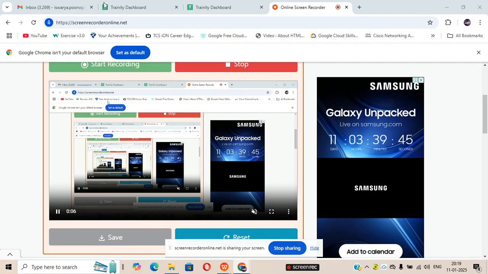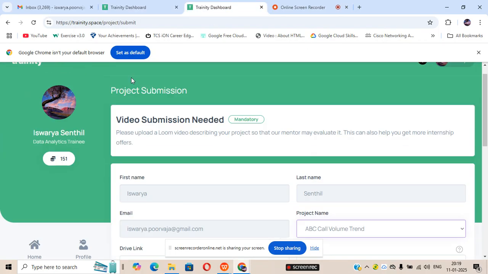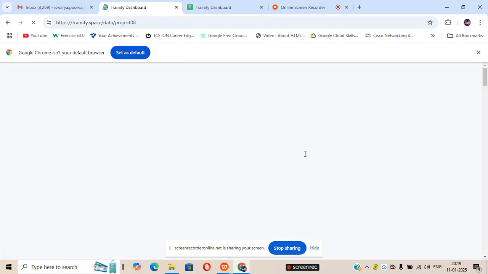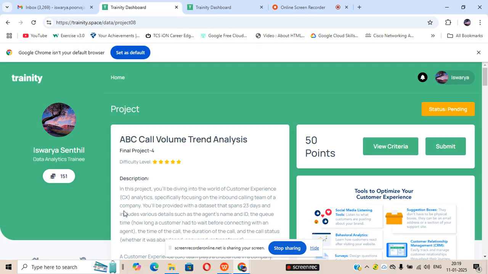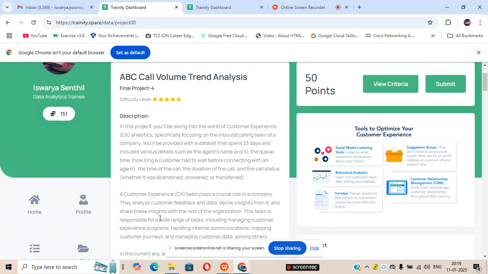Today I am going to explain ABC Call Volume Trend, which is project number 8. So moving to the project, the project name is ABC Call Volume Trend.